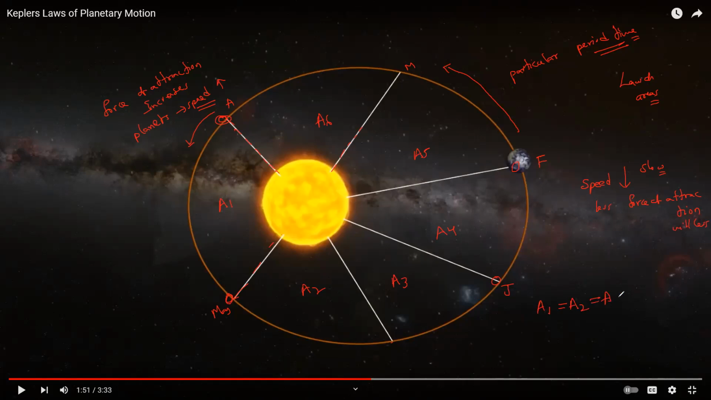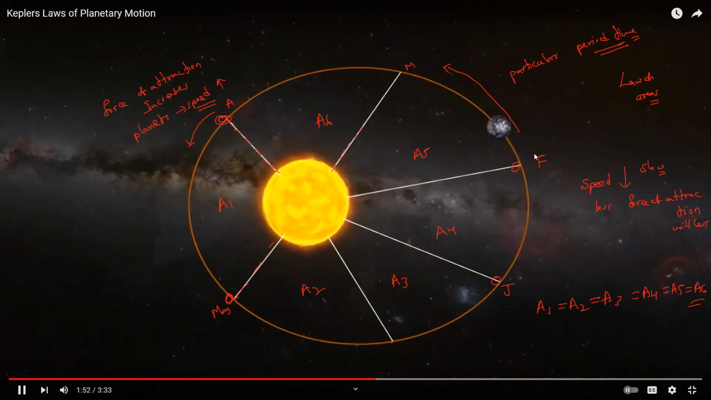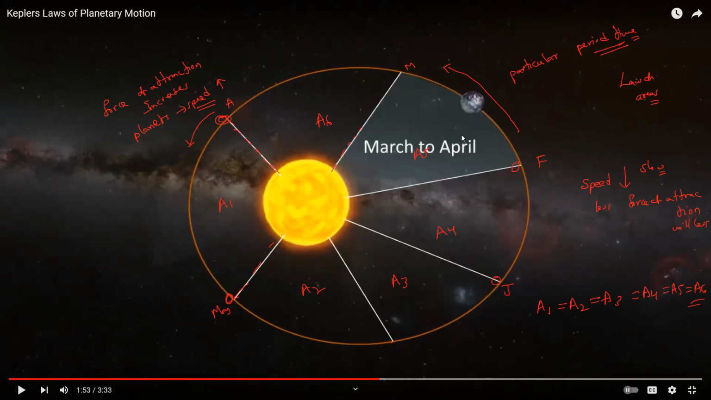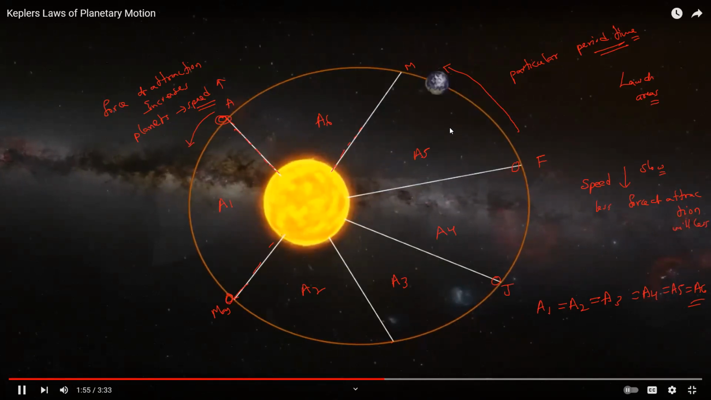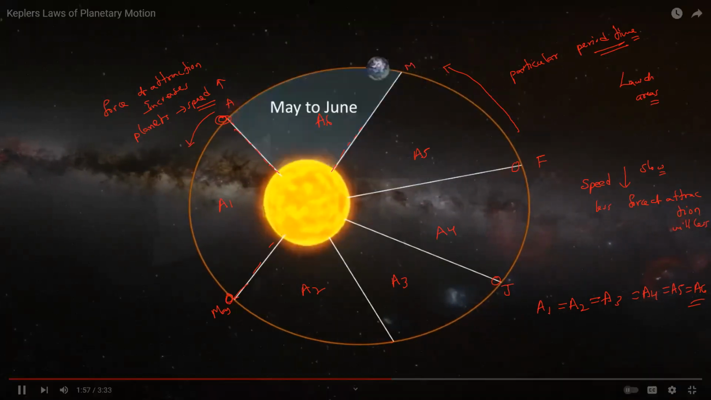So that is called as, what is it called, everybody? Kepler's second law of planetary motion, which is also called the law of areas. Understanding? Everybody? For example, you can take the area swept by the Earth from March to April. If you calculate by drawing the imaginary lines between the sun and the planet, the area swept from March to April equals the area swept in May and June.